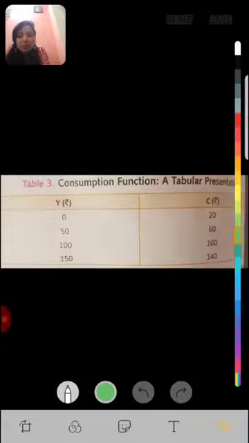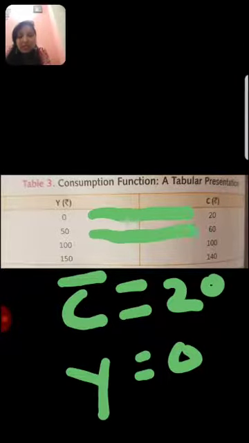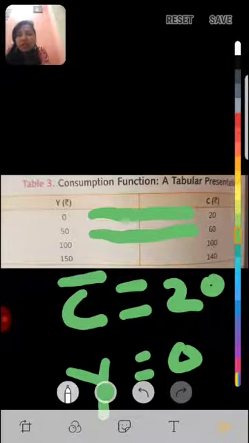consumption function. It means the table of the consumption function. When income is zero, there is a consumption of 20. So student, इसी पॉइंट को आपको समझना है. When income is zero and there is a consumption, that is C bar equals 20. This is the main point. When income is zero, there is a consumption in the economy, that is minimum or autonomous consumption. Clear? When income is 50, consumption is 60. Again, consumption is greater than income.